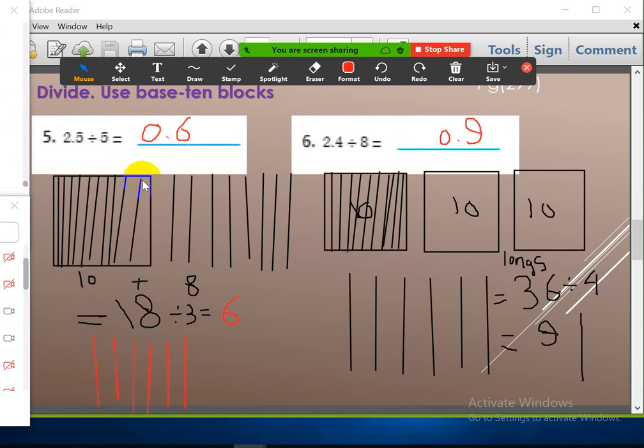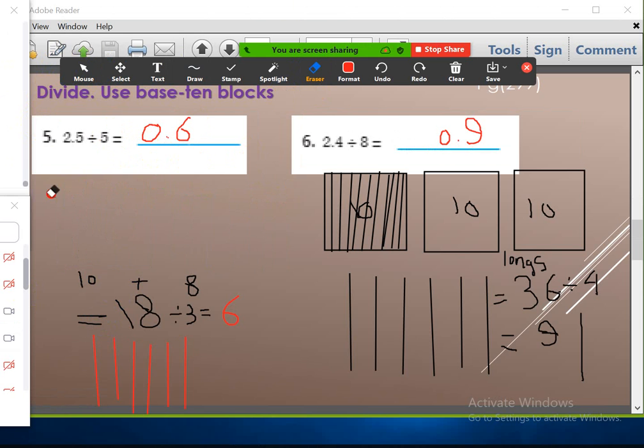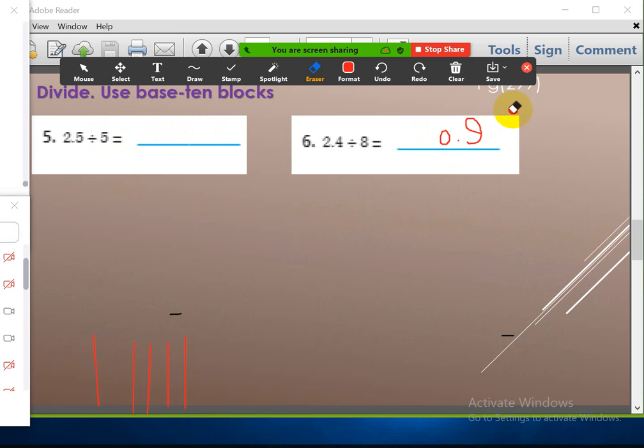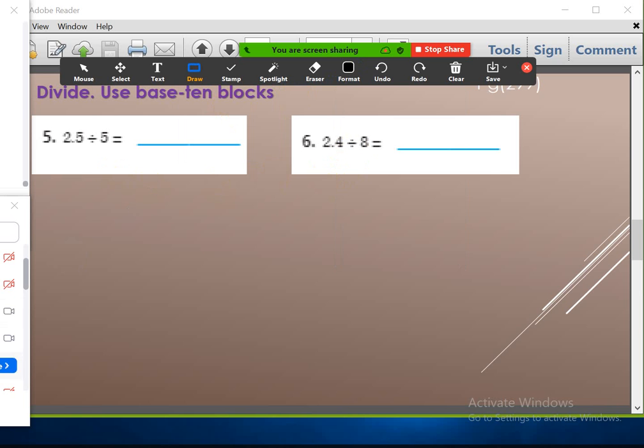Okay, I will continue to number 5. So I want to divide 2.5 on 5. Very good, Lama. Okay, so let's see the first one, 2.5 divided 5. Okay, so who will answer me?